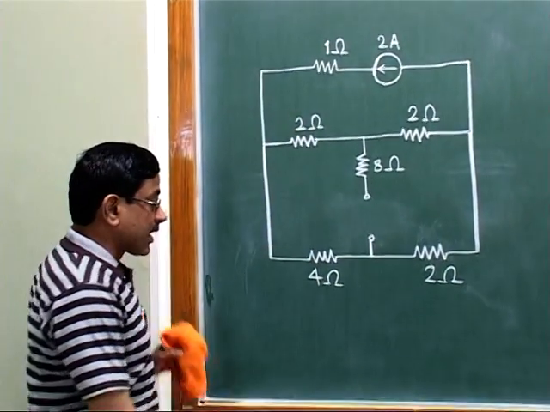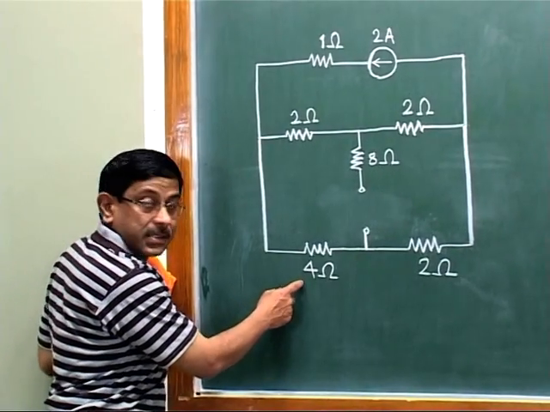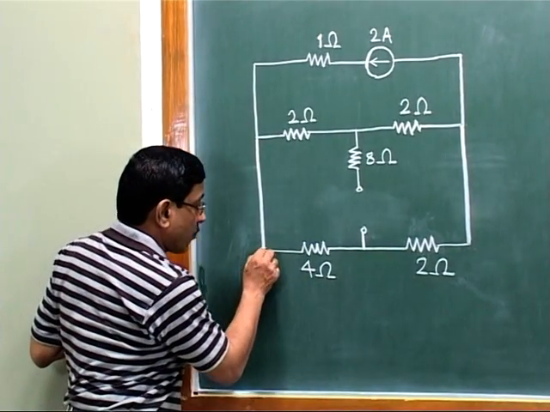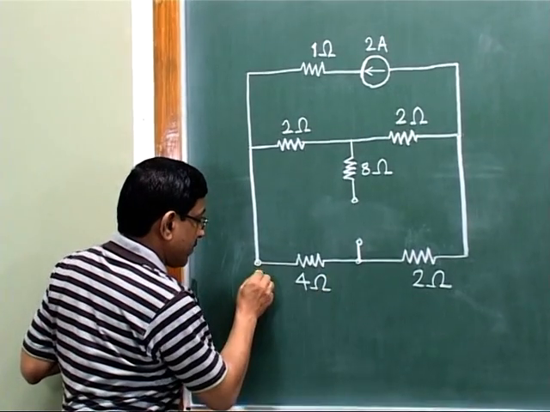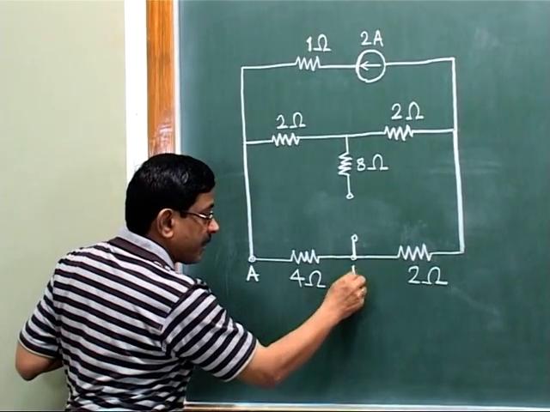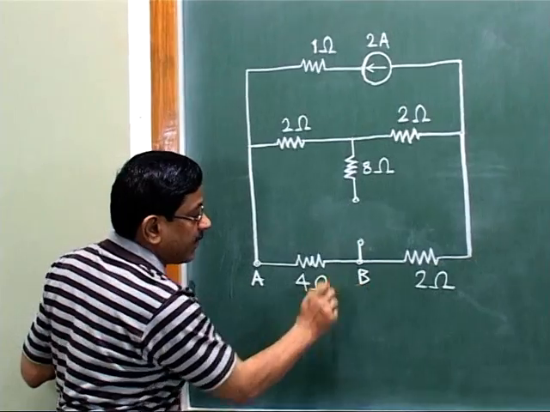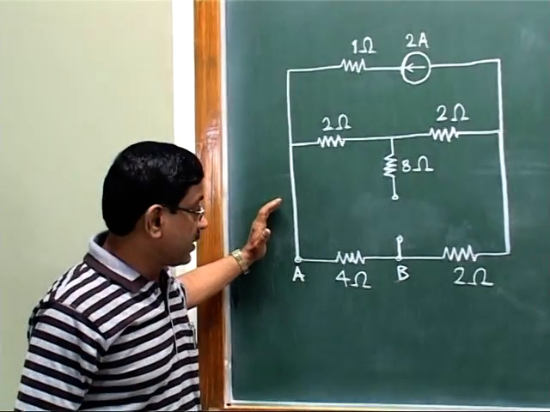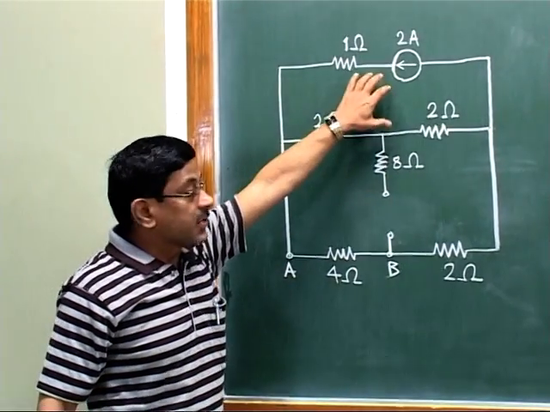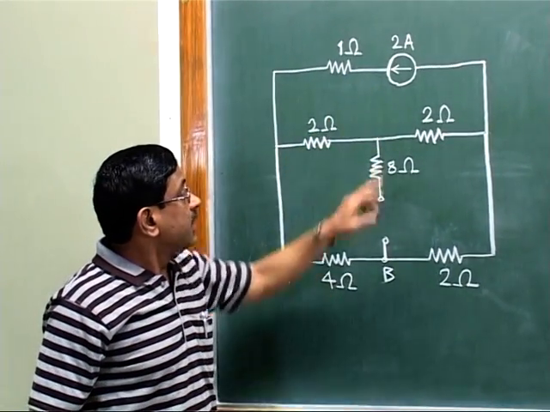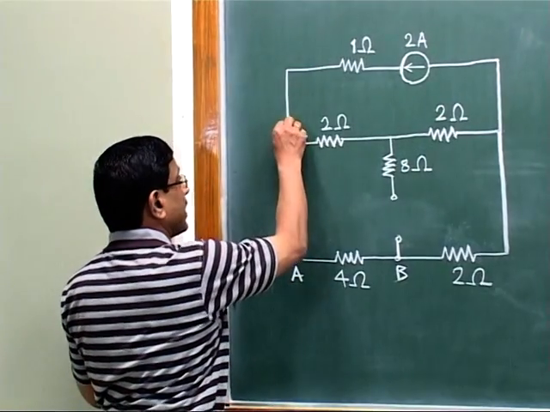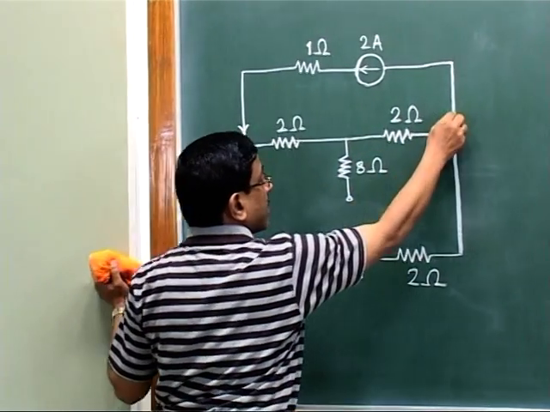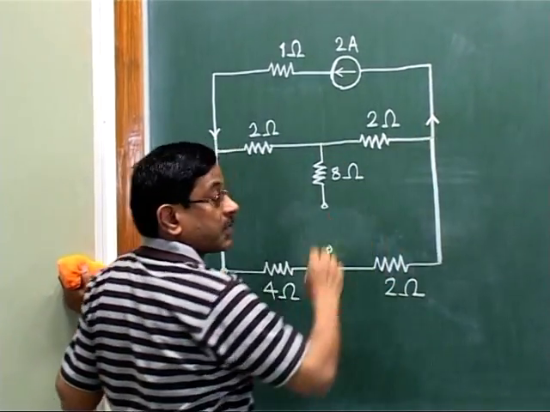Now, our problem statement is to find the current in this 4 ohm resistor. So we mark some terminals here, A and B, because in the superposition theorem we also have to calculate the magnitude as well as the directions of the currents. So let us start with the solution now. This 2 ampere current will be supplied at this node. Also 2 ampere current will be taken from this particular node.